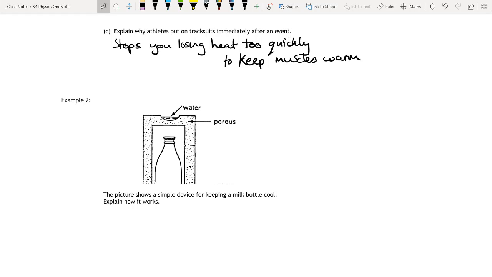Example 2. Again, mine is cut off, but there's not really much more to it. It's kind of a plate there with some water. The picture shows a simple device for keeping a milk bottle cool. Okay, so what happens here? Well, we've got water here. Remember, if something evaporates, it takes in heat from the surroundings and it keeps the surroundings cool. Okay? You gonna answer that, Isa? Yeah, go for it.